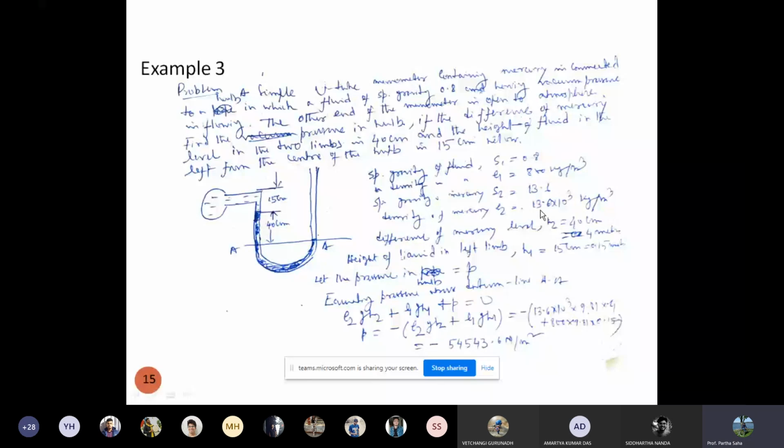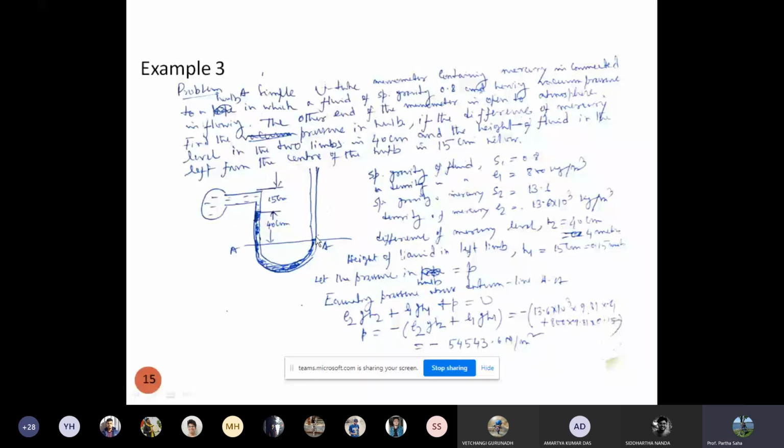Height of the liquid in the left limb is 15 centimeter, 0.15 meter. So what will be that now? Again, taking the datum line, the pressure will be this pressure plus the height of this liquid. Because there are two different liquids, the bulk liquid and the mercury, it is ρ2 g h2 for the bulk fluid, plus the pressure at the bulb, plus ρ1 g h1 for the mercury. The pressure due to mercury is equal to 0 because here no pressure is there. It is 0 because this is empty.